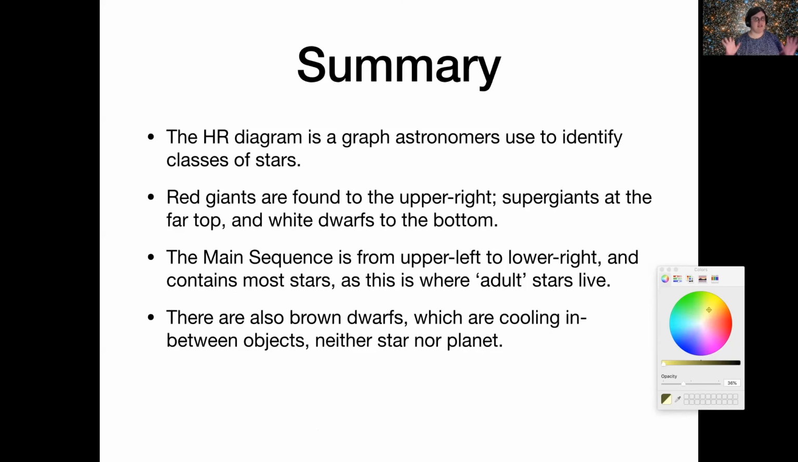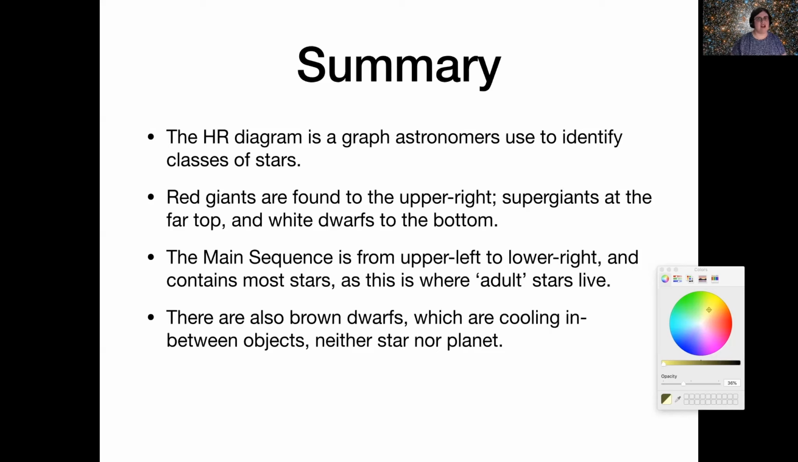So in summary, we have this HR diagram. It's how we classify stars, because different kinds of stars sit on different places in the diagram. Red giants live in the upper right. White dwarfs live in the lower left. Supergiants are at the far top. The main sequence is that big line from upper left to lower right. This is where the adult stars live. That's why most stars are on the main sequence, because they spend most of their lives being normal adult stars turning hydrogen into helium. There are also these brown dwarfs, which are kind of objects that don't go on the HR diagram because they're not really stars, but they're not really planets. They're kind of an intermediate because nature hates straight lines.